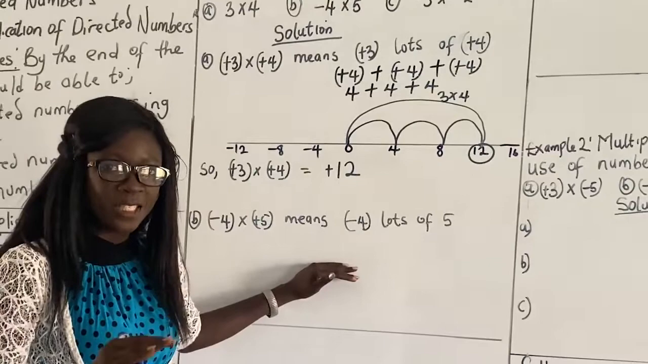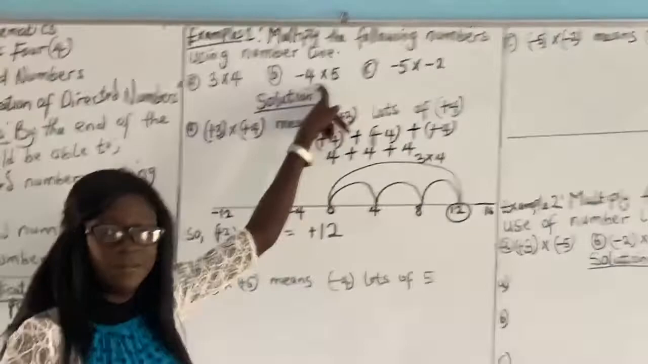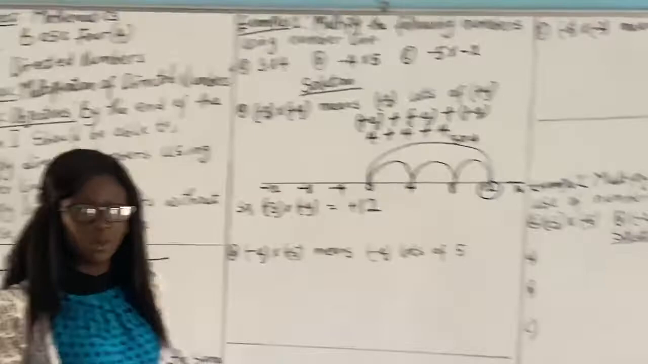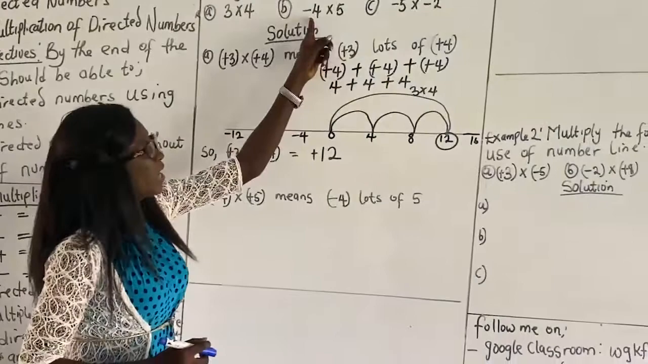So example two, B part says what? -4 multiplied by what? By 5. So just the same way we've done for the first one, I'm going to repeat the same case. But now be careful. Look at this guy here. We have what? A negative sign. So we have to be very careful of the negative sign.